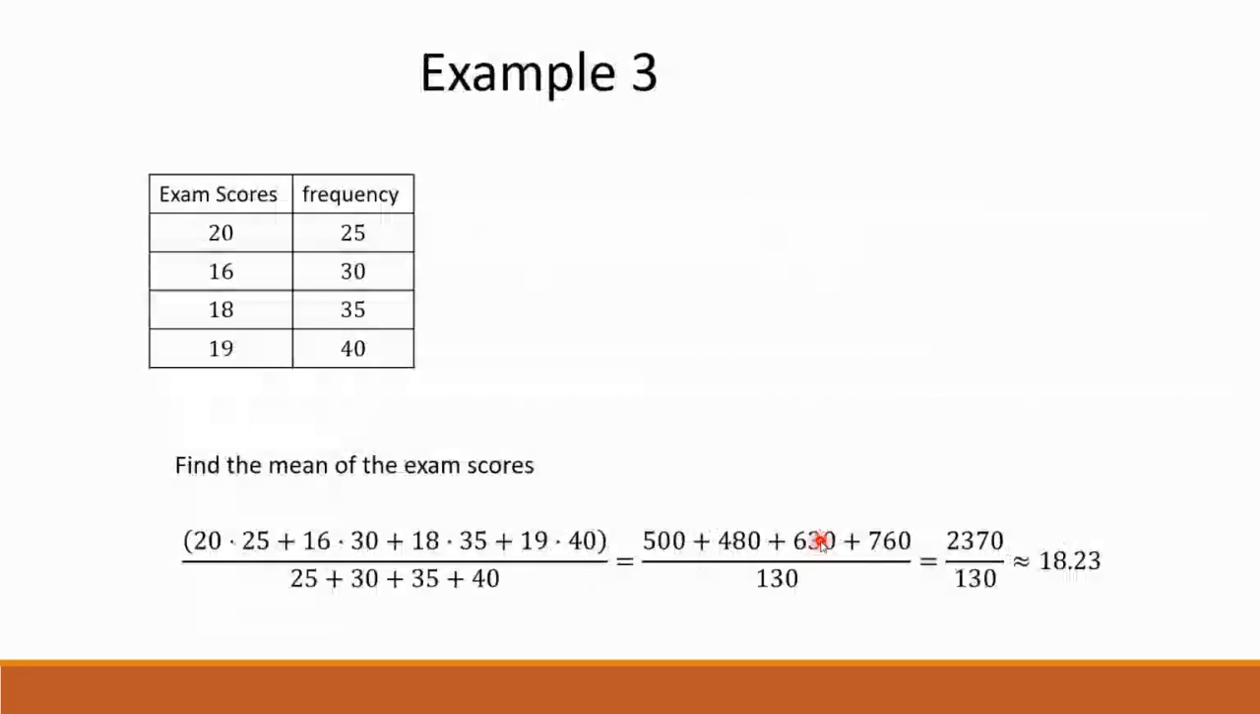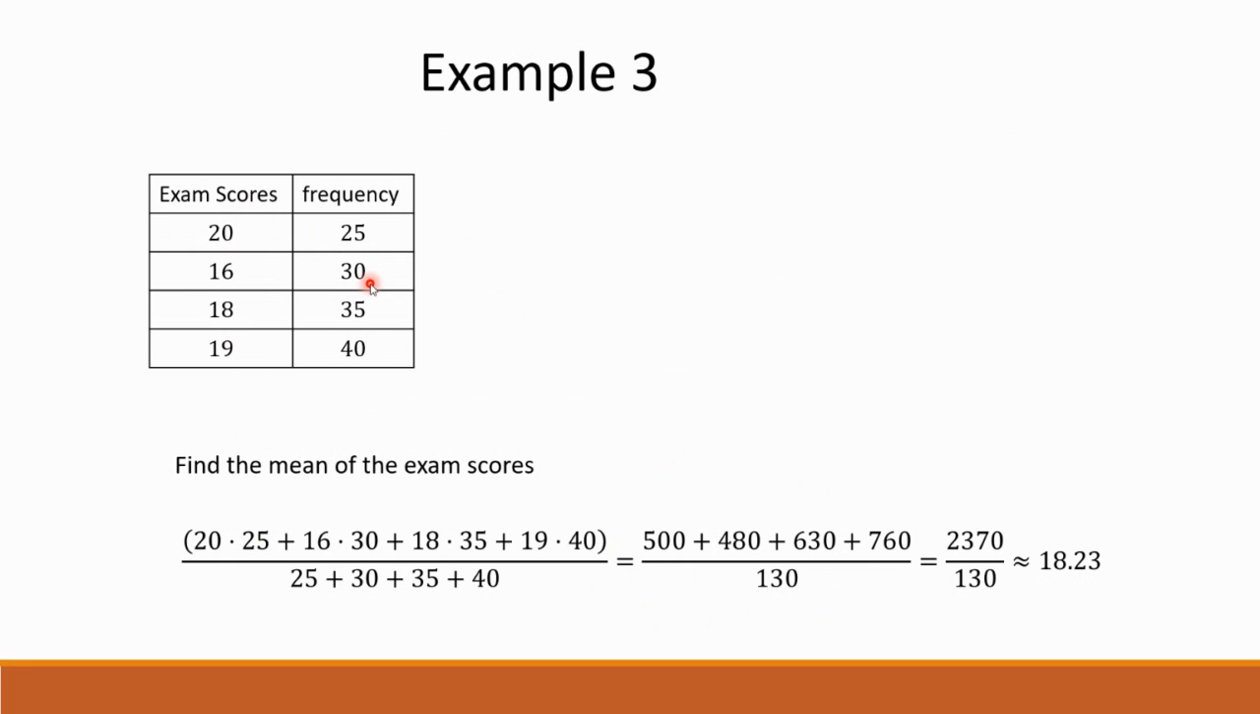Okay, let me do another one. So here, let's say this is another one, right? And we want to get the mean. Well, we could list each data value, exam scores in this case. We could list 20, 25 times, and list 16, 30 times, and so on. But we don't have to. If you list 20, 25 times and add up the results, that's the same as doing 20 times 25, which is down here.